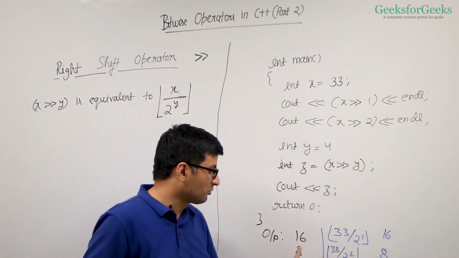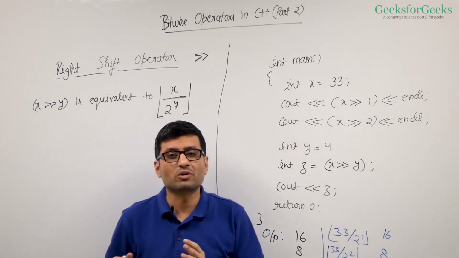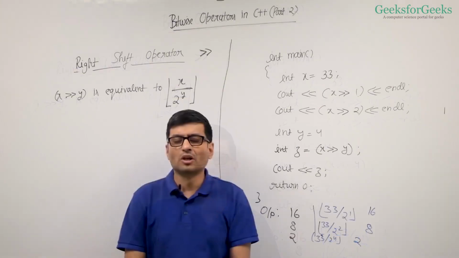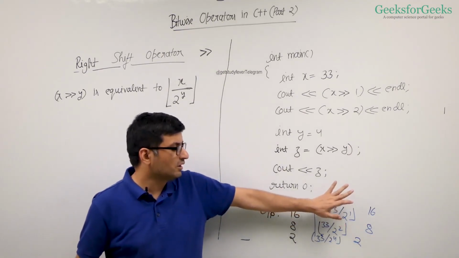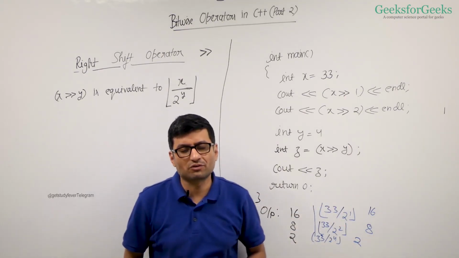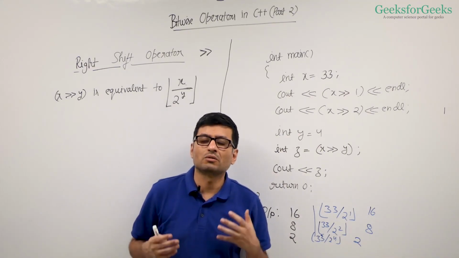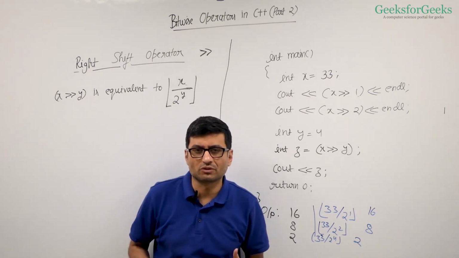So you can see this formula is valid for all these examples, and this works. If you want to divide a number by 2, you can use a right shift operator. In fact, we can use the right shift operator whenever we want division by a power of 2 with floor value. We can always use the right shift operator.